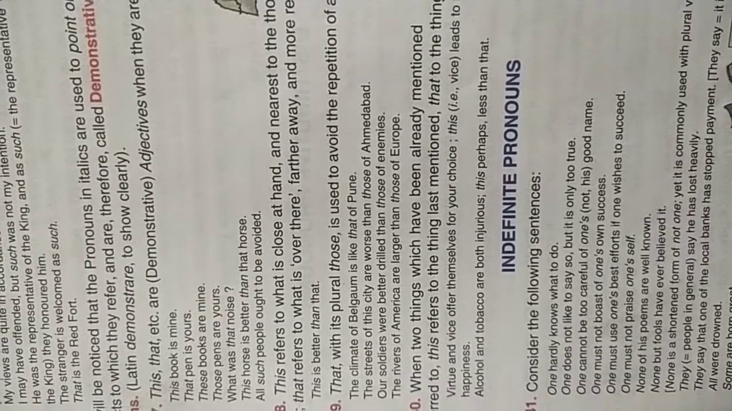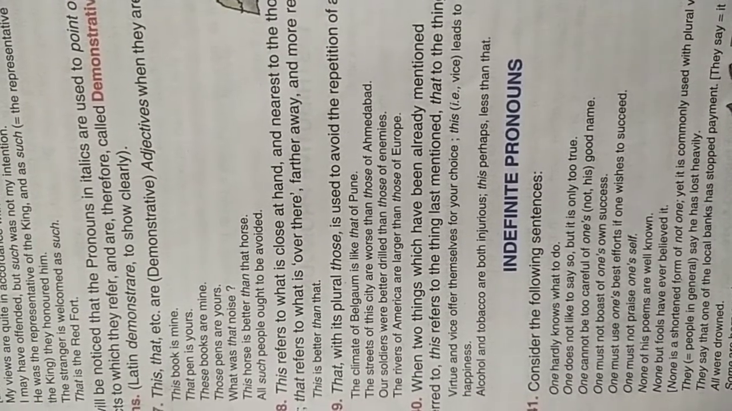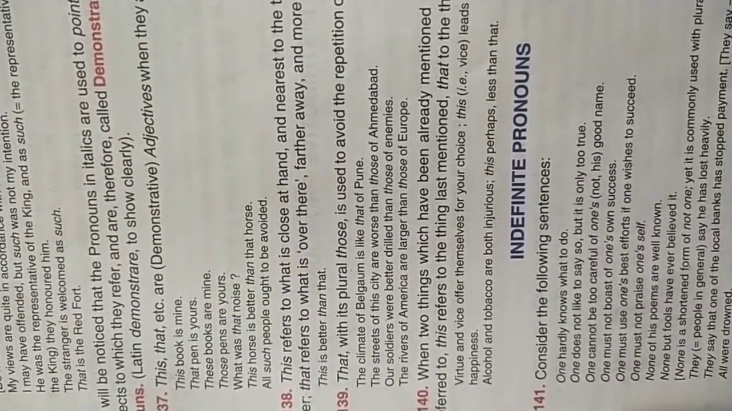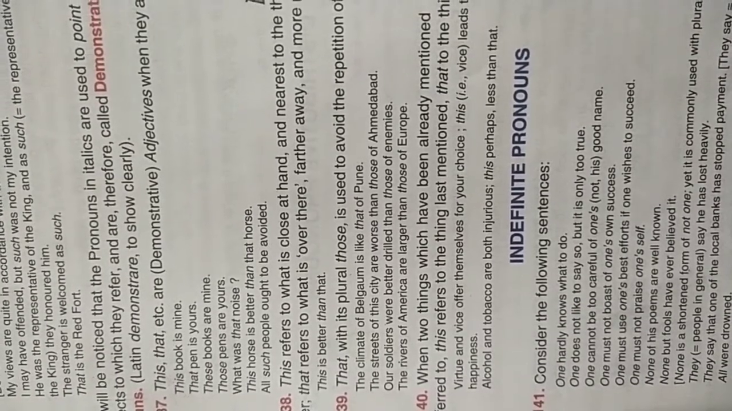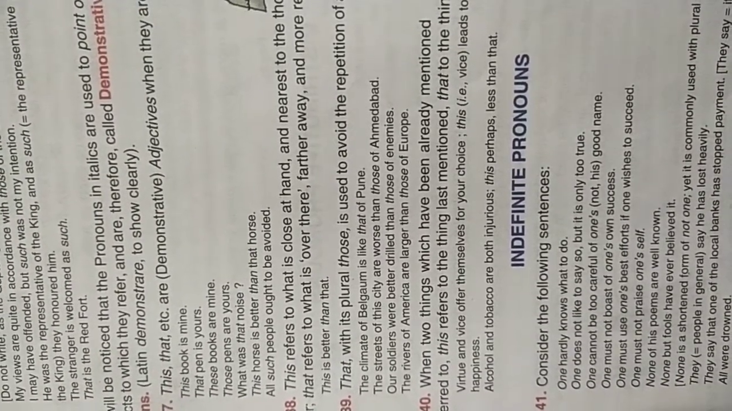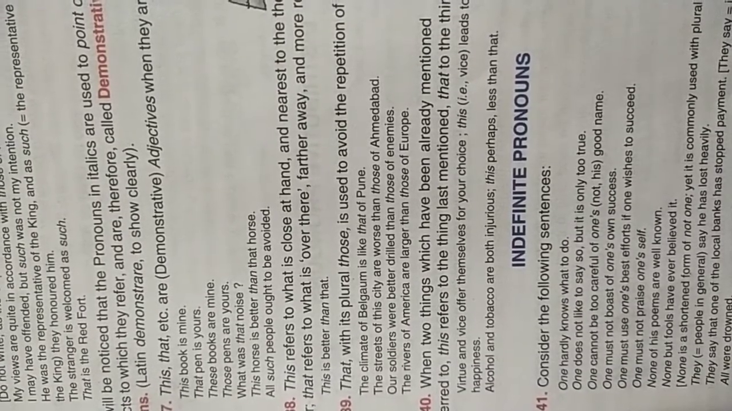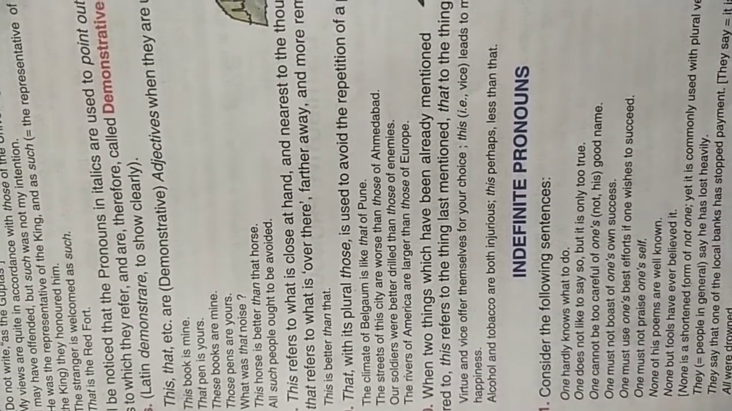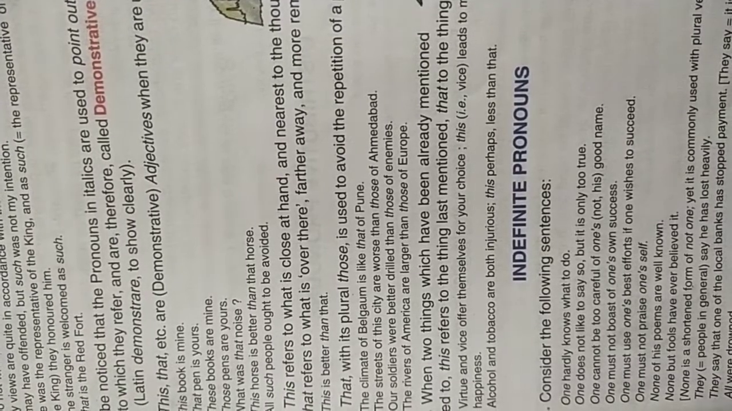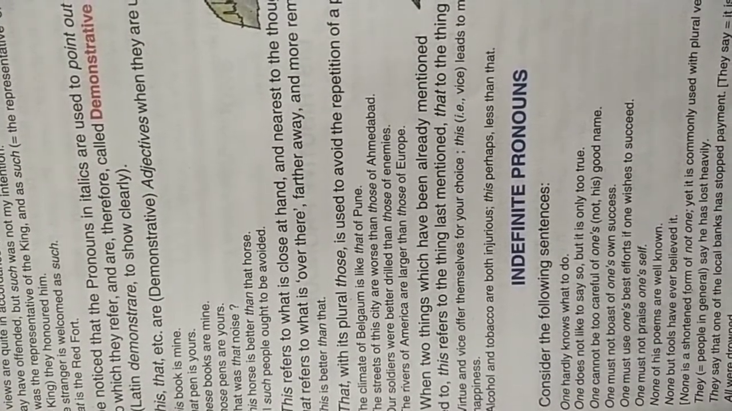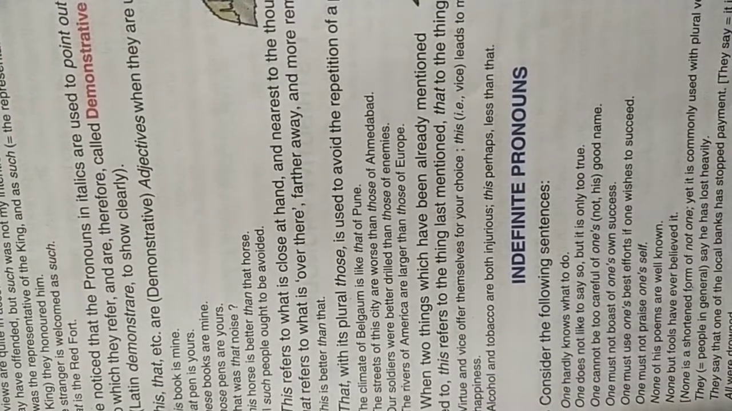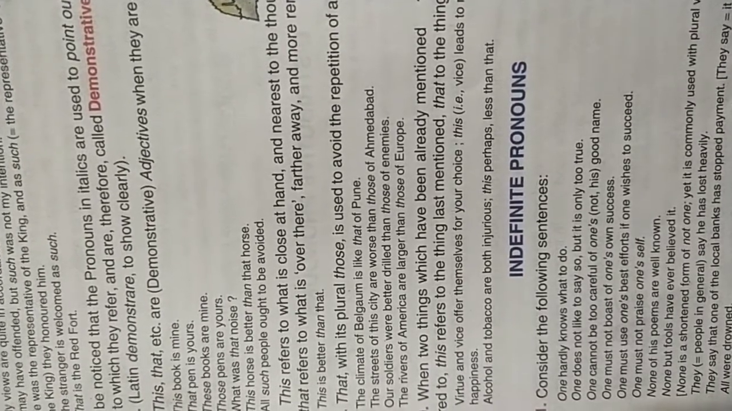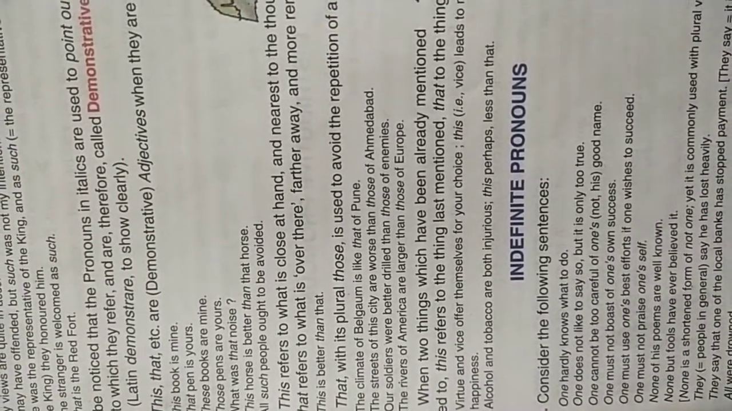The streets of this city are worse than those of Ahmedabad. Are worse than what of Ahmedabad? Are worse than the streets of Ahmedabad. So we do not want to repeat the streets. That is why we said those of Ahmedabad. That is used to avoid the repetition of a preceding noun. Similarly, those is also used to avoid the repetition of a noun, but those is used for plural, as city streets. We are talking about streets or cities. That is why we do not use that, we use those.